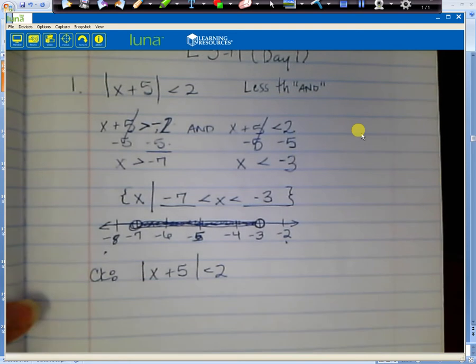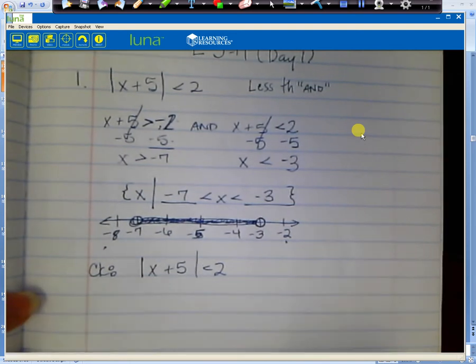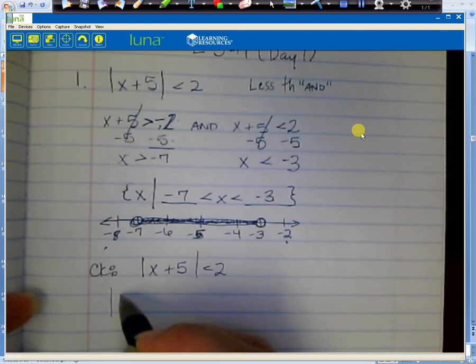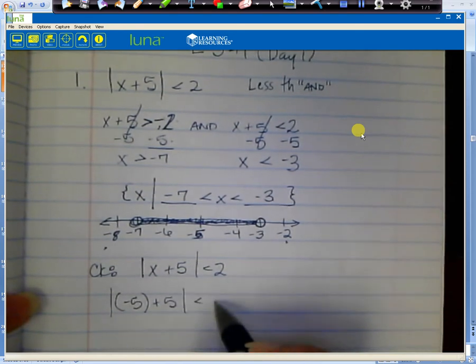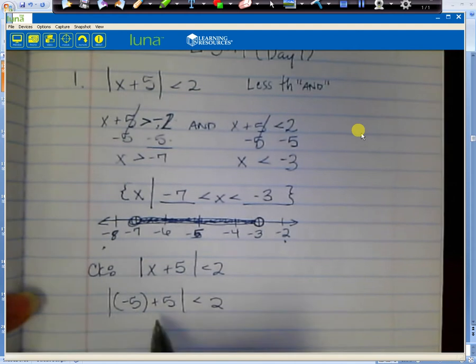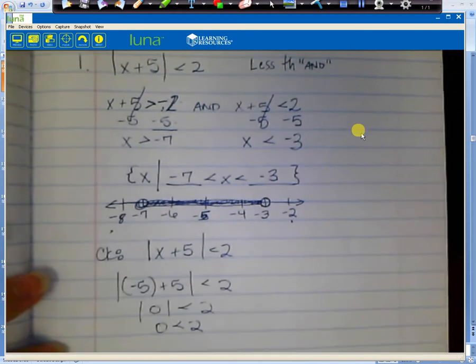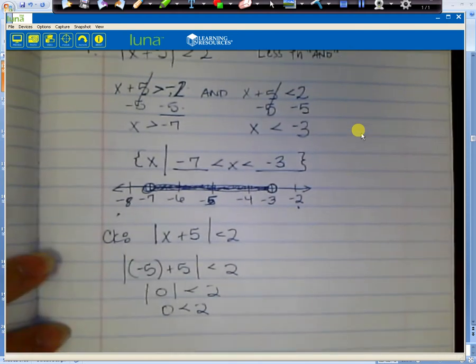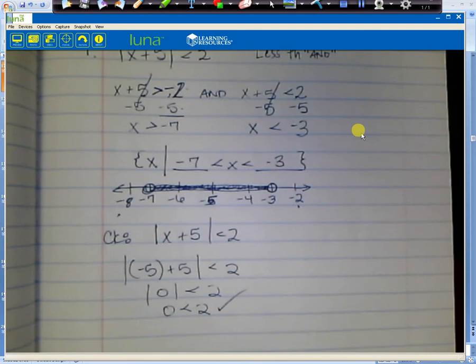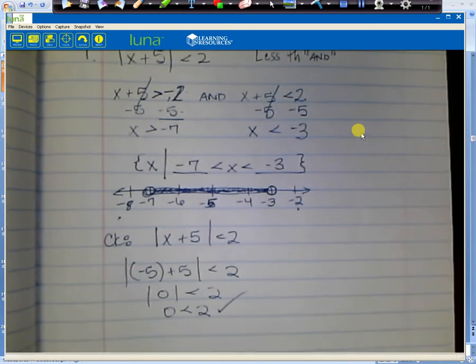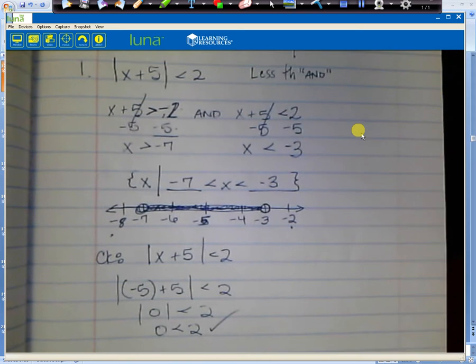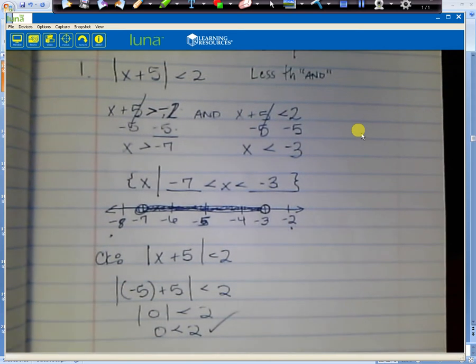Alright, I'm checking again with a negative 5. So I have the absolute value of negative 5 plus 5 is less than 2. Negative 5 plus 5 gives me 0. The absolute value of 0 is 0 because it can't be positive or negative. And 0 is less than 2. That checks. So make sure that you have your solve, set, graph, and check written down before you move on. This is all for problem number 1.